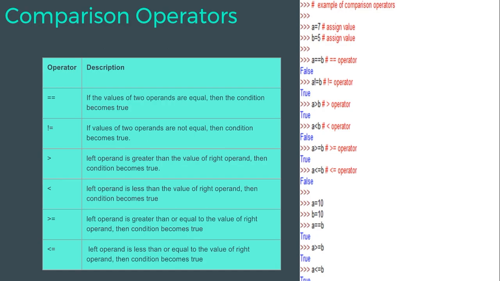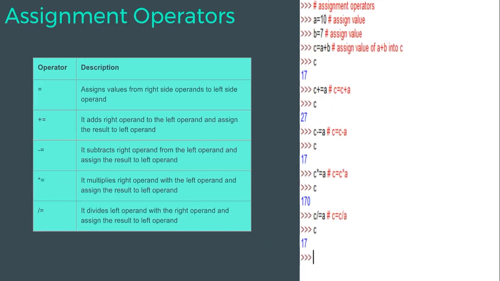Now let's take the third operator, the assignment operator. In the assignment operators, there are the equal operator, addition equal, subtraction equal, multiplication equal, and division equal operators. Now let's take an example of them one by one.